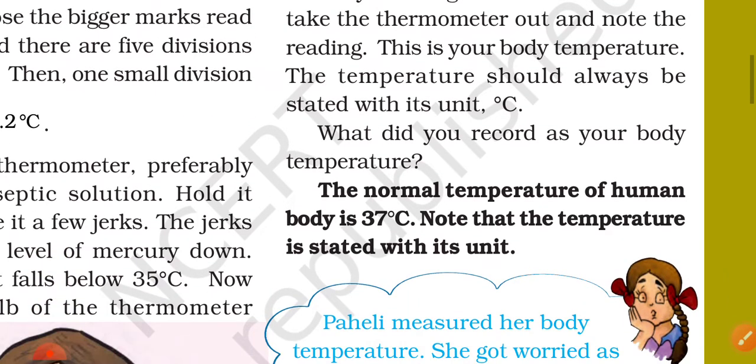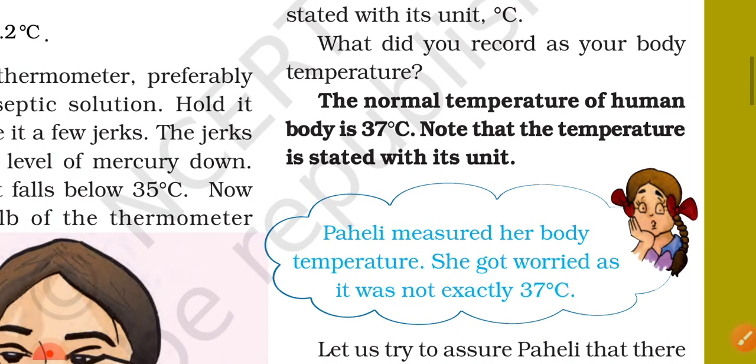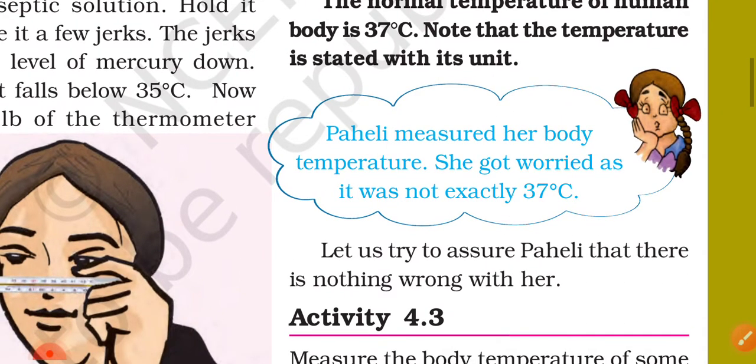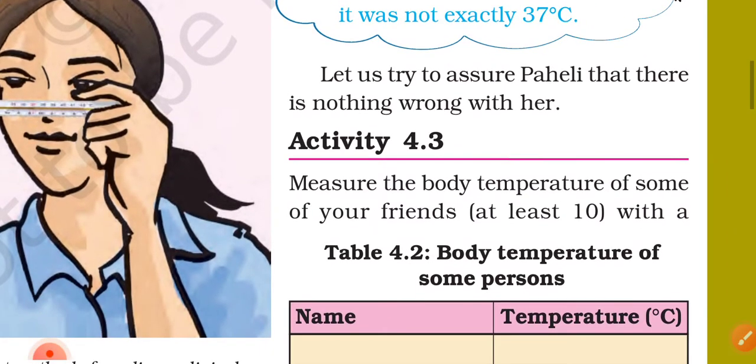What did you record as your body temperature? The normal temperature of the human body is 37 degrees C. Note that the temperature is stated with its unit. Paheli measured her body temperature. She got worried as it was not exactly 37 degrees C. Let us try to assure Paheli that there is nothing wrong with her.